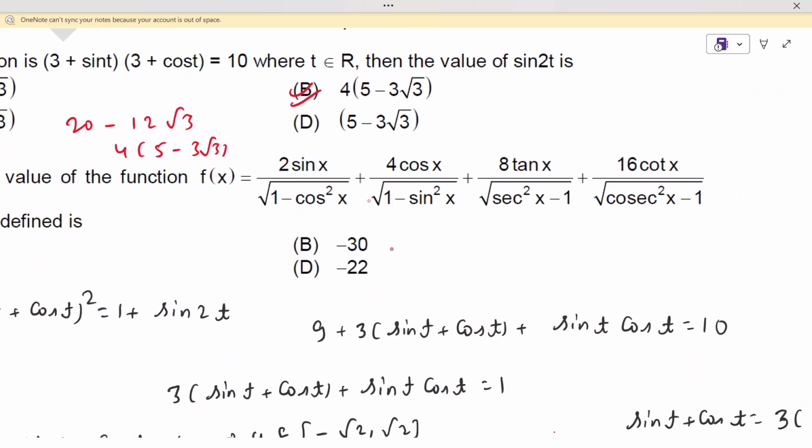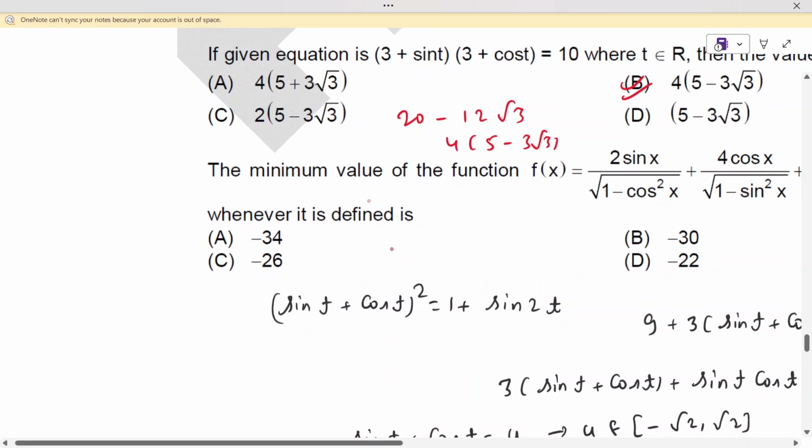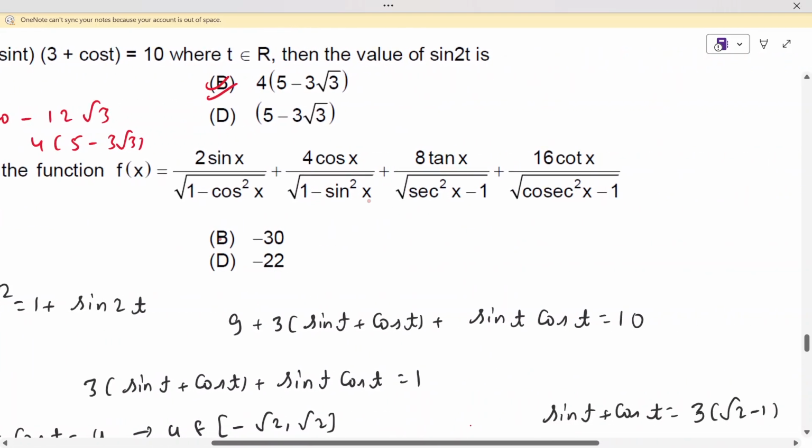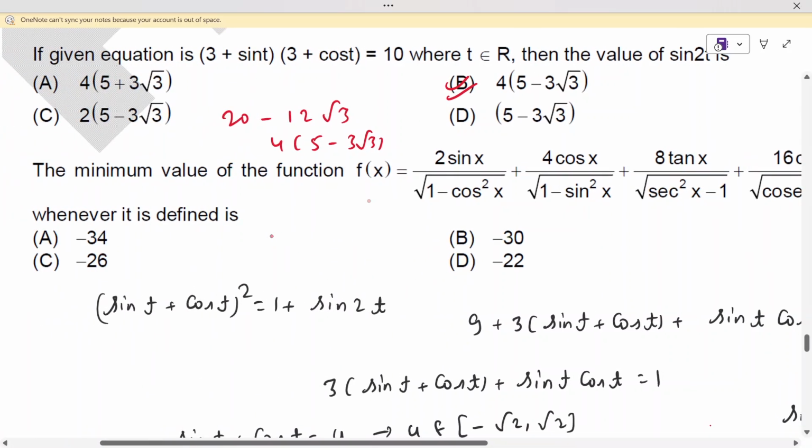Now this question. What people commit mistakes on: it's saying the minimum value of this function you have to calculate. So they directly write this as sin x, this as cos x, and they just cancel all the terms. And they obtain 16, 8, that is 24, 4, that is 28, and that is 30, right? But 30 is not in the options, isn't it?